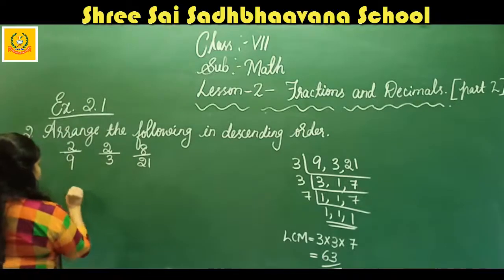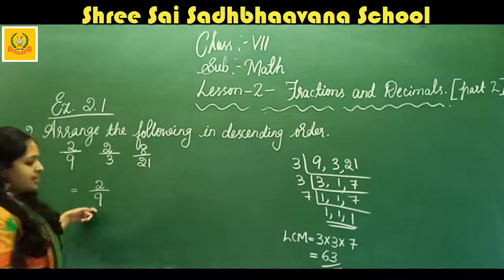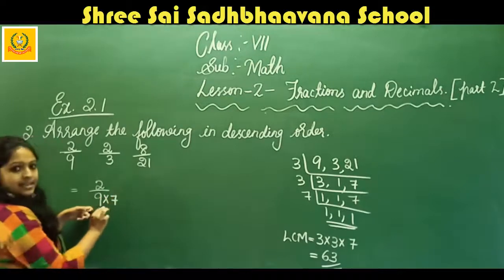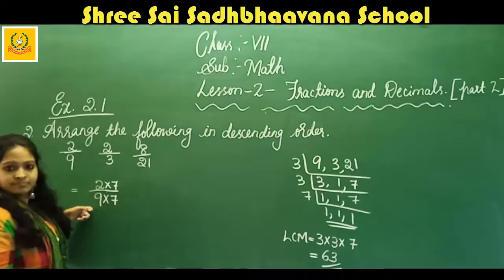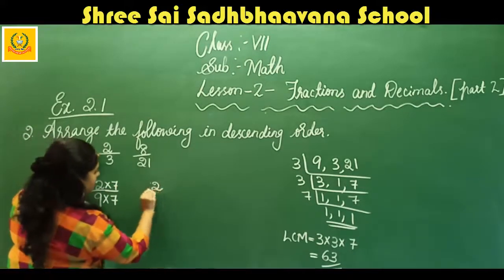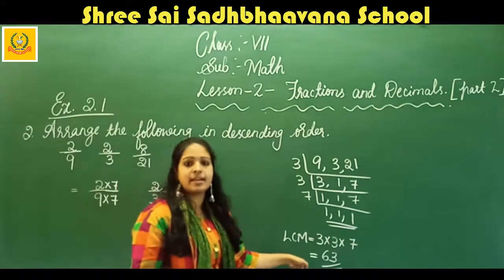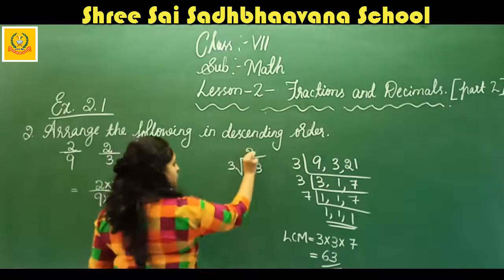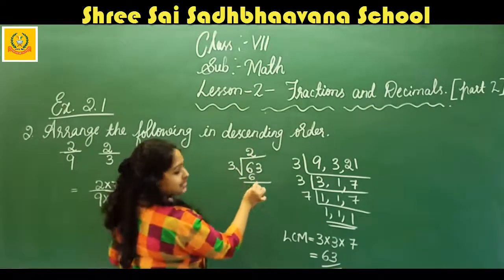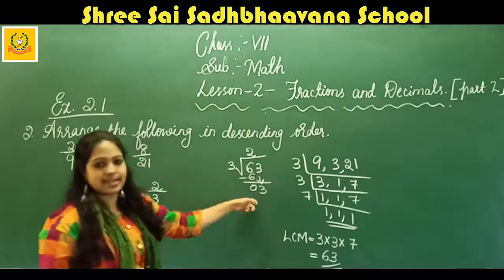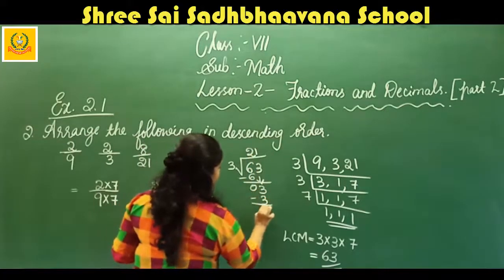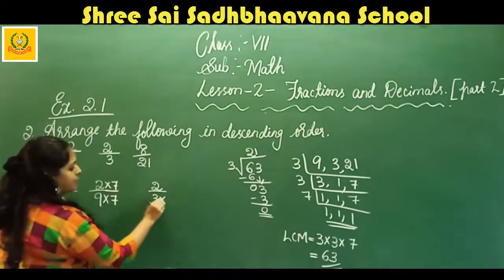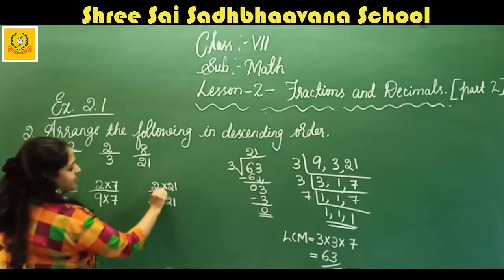Yes. We'll take the first fraction, that is 2 by 9. 9 how many are 63? 9 7s are 63. That means I have to multiply the denominator by 7, and the numerator also by 7. We'll take the next fraction, that is 2 by 3. 3 how many are 63? We'll check it out. 63 divided by 3. 3 2s are 6. 6 minus 6 is 0. Bring down 3 here. 3 how many are 3? 3 ones are 3. Minus 3, so you got 0 here. So 3 21s are 63. That means I have to multiply the denominator by 21, and the numerator also by 21.